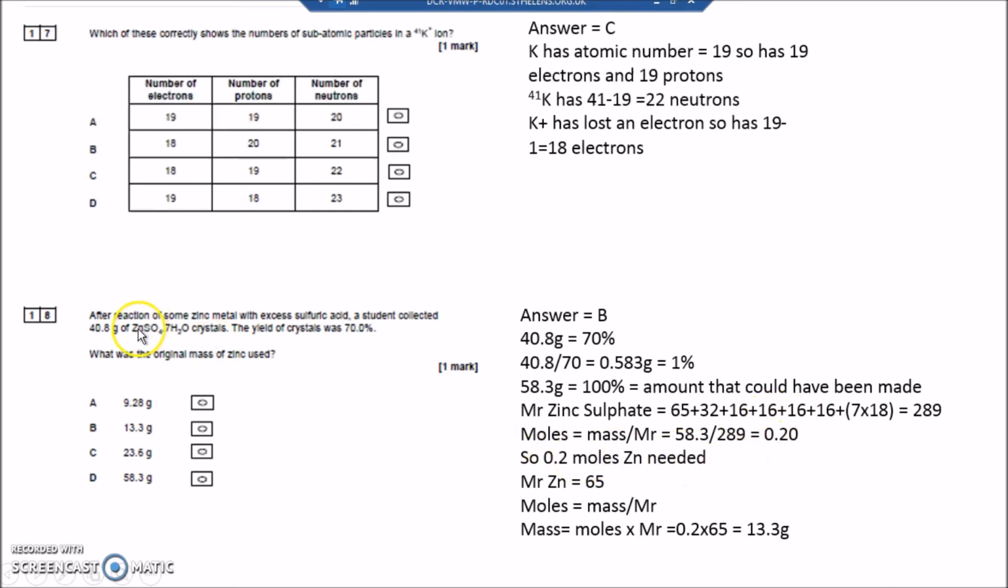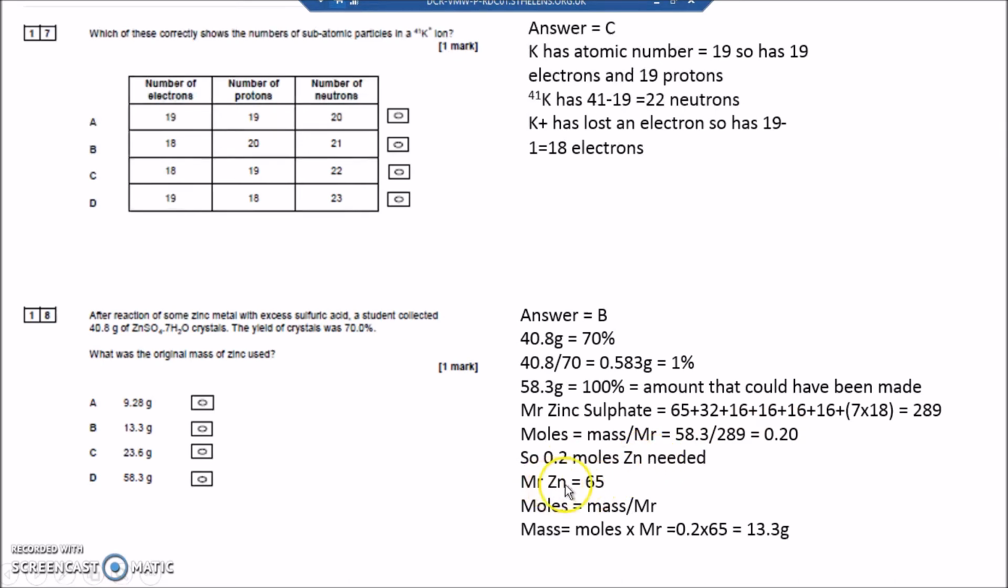So there's one Zn in there, so if I'd reacted it with some water and something like sulfuric acid, I would have used 1 mole of zinc, except I didn't make 1 mole of zinc sulfate crystals. I only made 0.2. So 0.2 moles of zinc, the same number of moles, are going to be needed.